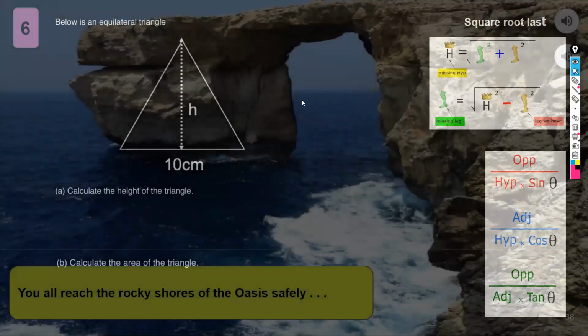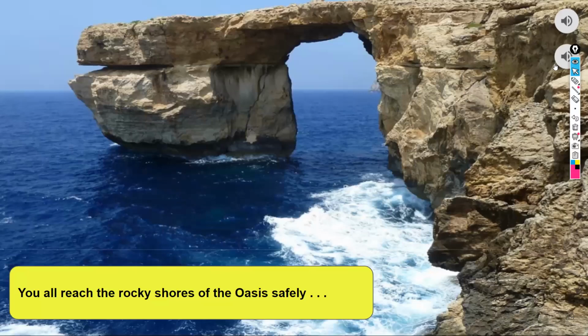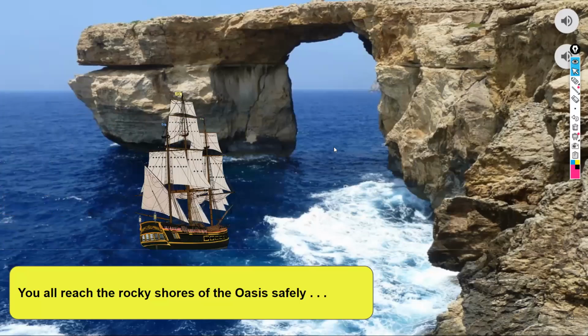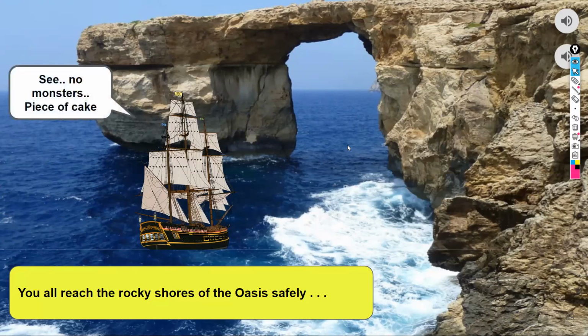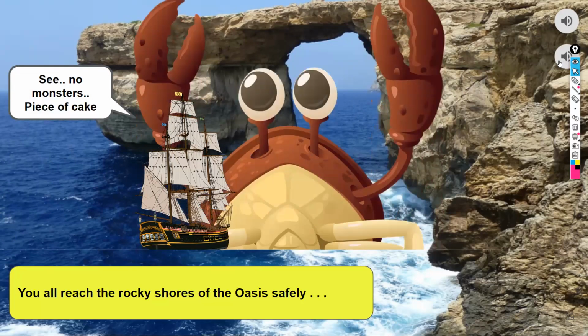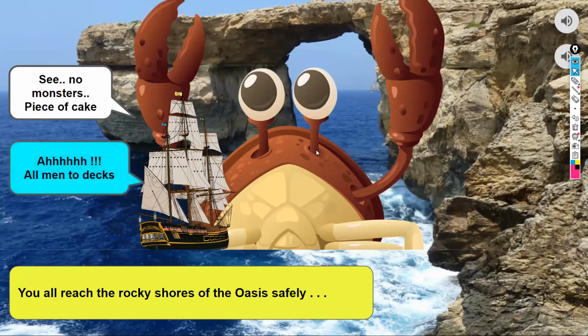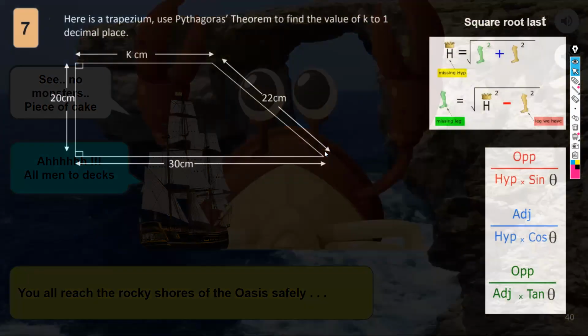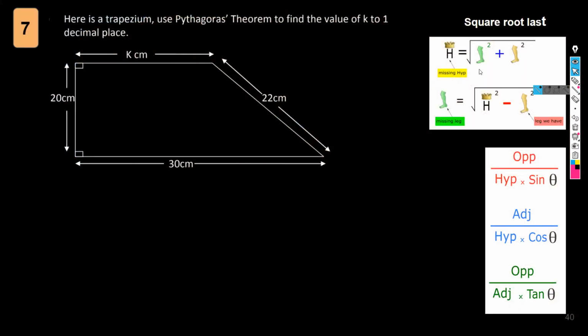All right, so they reached the coastline of the oasis. This giant crab. Remember, last week there were rumors of giant monsters roaming around the island. All right, so we'll continue that storyline in a little bit.